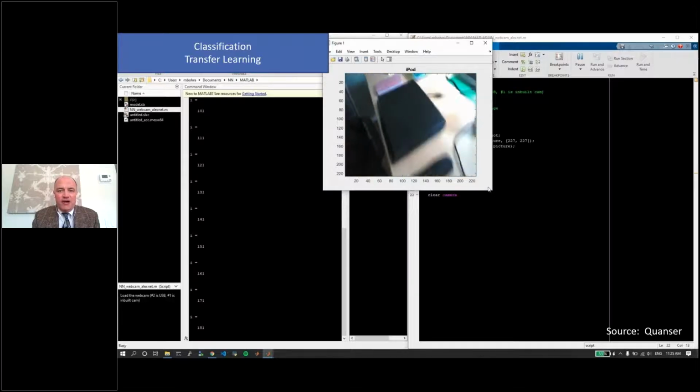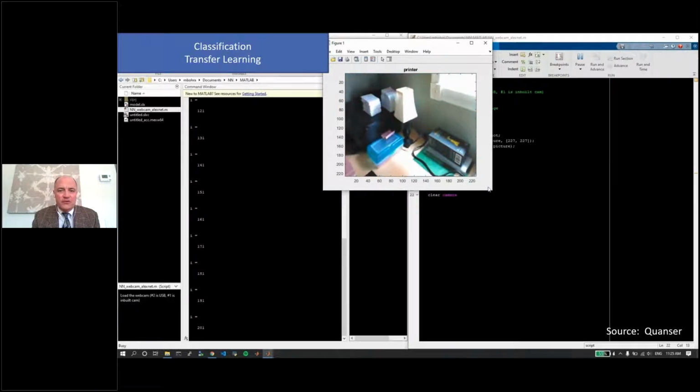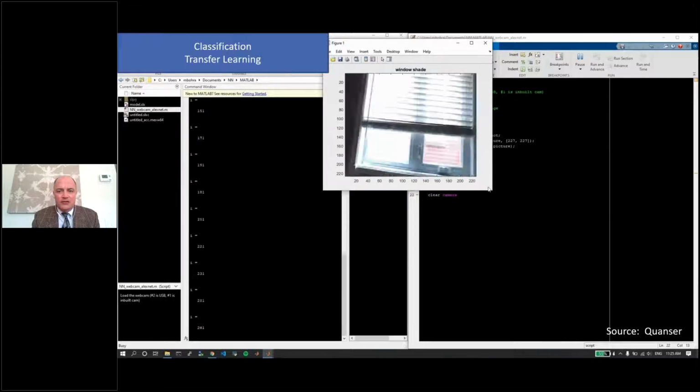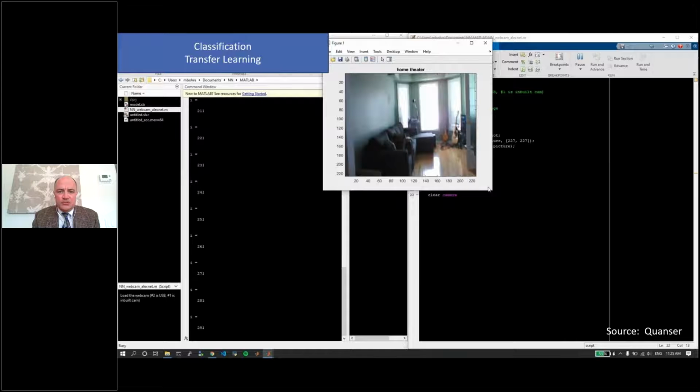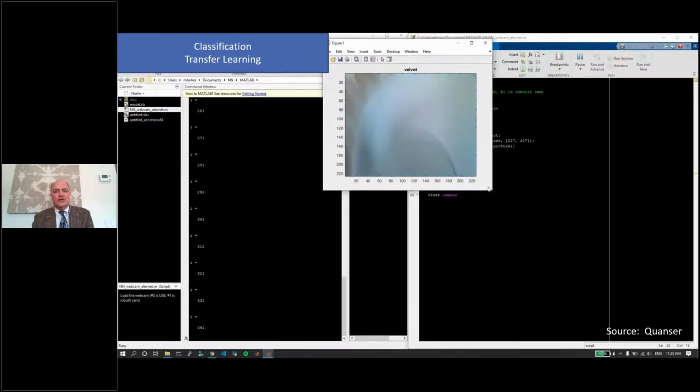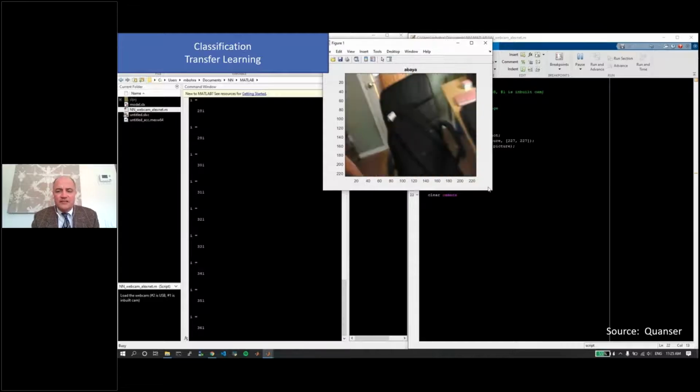But we can identify here in just a minute a computer printer in the corner of the room. There it sees that. If we point it at the window shade, it will tell us that it's a window shade. We can shoot it over at the espresso maker. It'll identify that, and then back to our dog. So that is classification software.